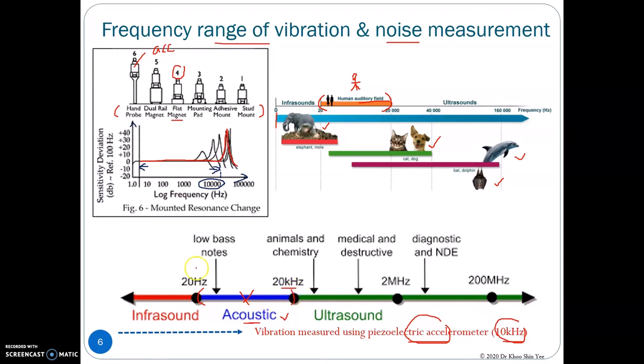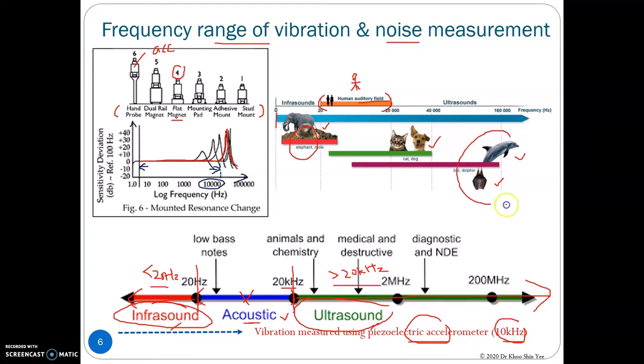20 kHz. Beyond this frequency range, such as here, which is below 20 Hz, and also here, which is more than 20 kHz, humans cannot hear sound less than 20 Hz or more than 20 kHz. These are called infrasound and ultrasound respectively. However, these sounds can be heard by some animals. For example, infrasound can be heard by elephants, and ultrasound can be heard by bats and dolphins.